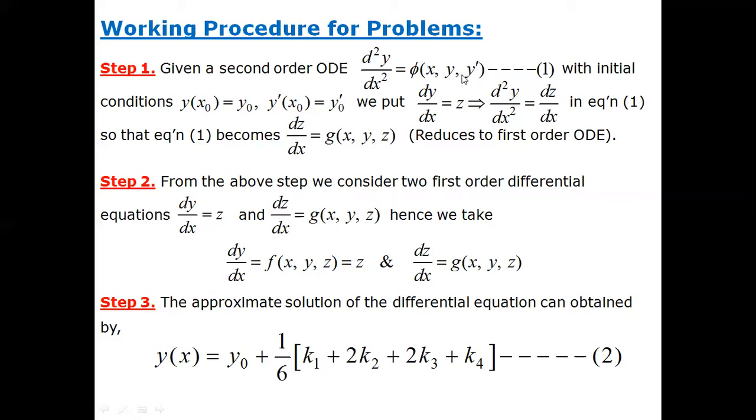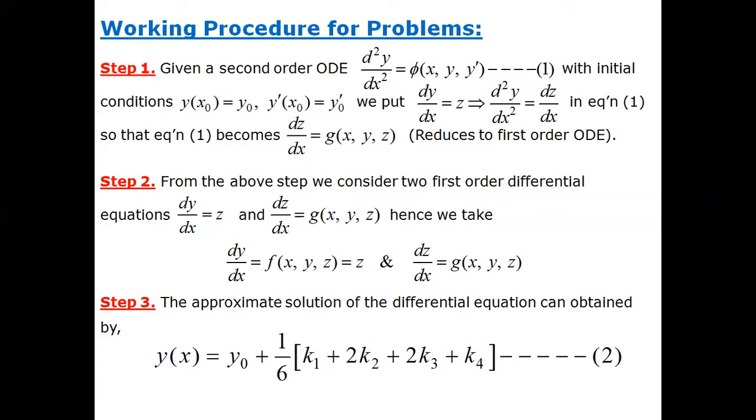So I'll change the notation. Phi is the original equation they have given. When I use this substitution, the equation will change, and that equation I will take as g. So I'll write dz by dx is equal to g of x comma y comma z, where y dash means z. So this second order differential equation, whatever it is given, reduces to a first order ODE. So the first step here is to reduce the second order differential equation to first order form. You can observe, this is the substitution we have taken, and it reduces to a first order DE.